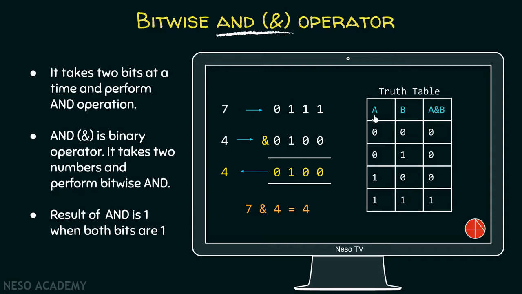For the sake of reference, here is the truth table for the AND operation. Only when both bits are 1, then the result is 1, otherwise the result is simply 0. As you can see in this example as well. Therefore, the final result is 0100, which is equivalent to 4 in decimal. Therefore, we can say that 7 bitwise AND with 4 is equal to 4, right?